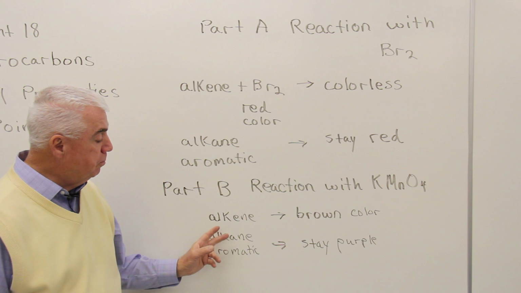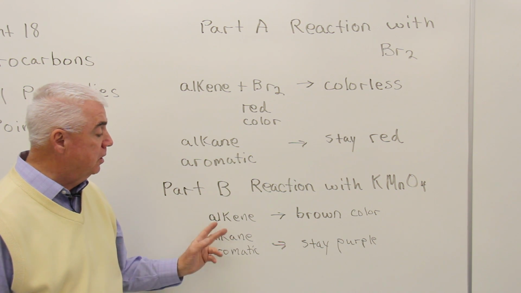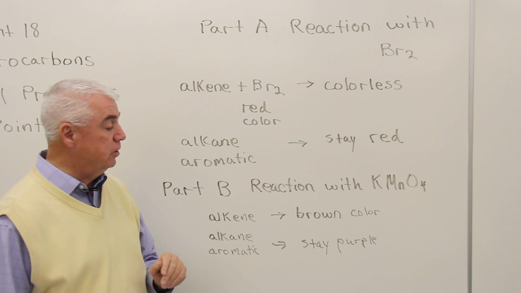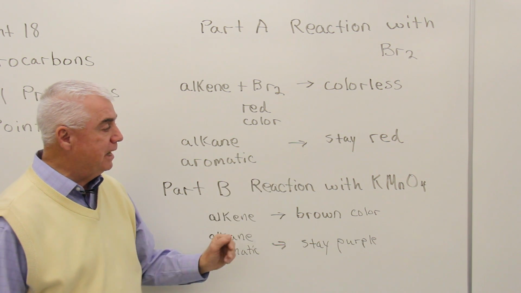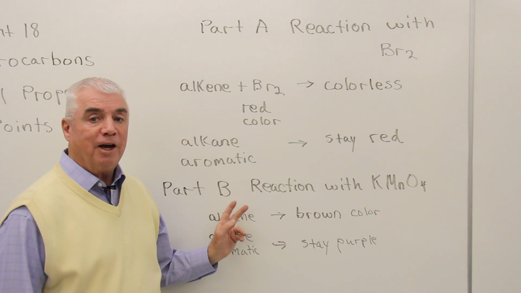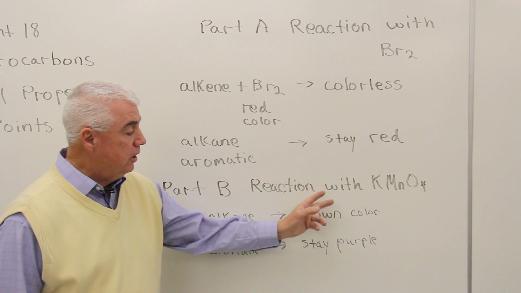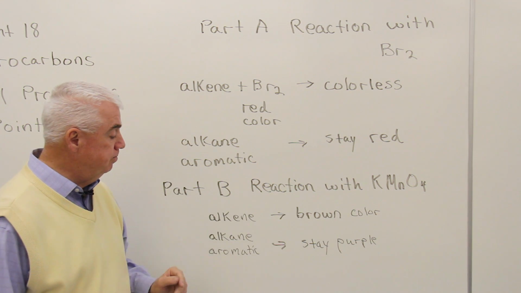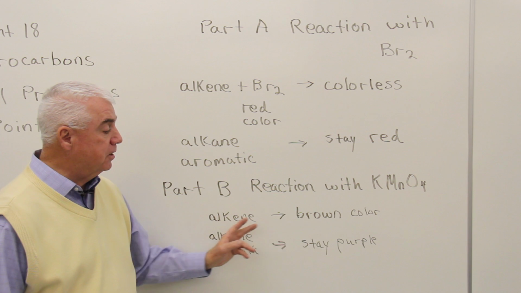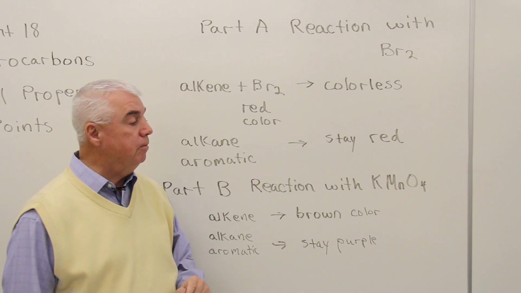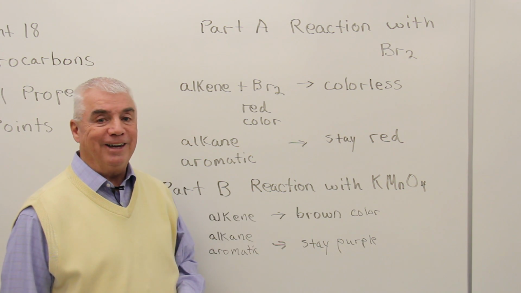In part B, you'll use the reaction with potassium permanganate to differentiate alkenes from alkanes and aromatics. Won't separate alkanes and aromatics, but it'll tell you if you've got an alkene or not, because potassium permanganate reacts with that carbon-carbon double bond. You get a brown coloration. Alkanes and aromatics, they stay the purple color of the potassium permanganate.